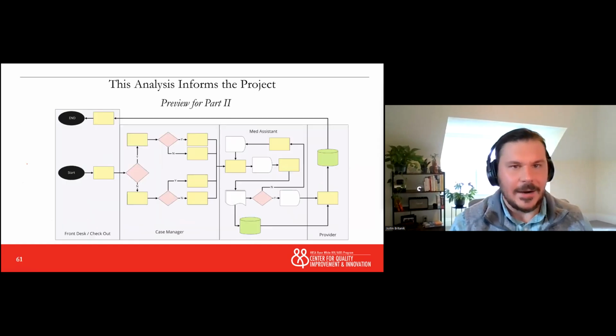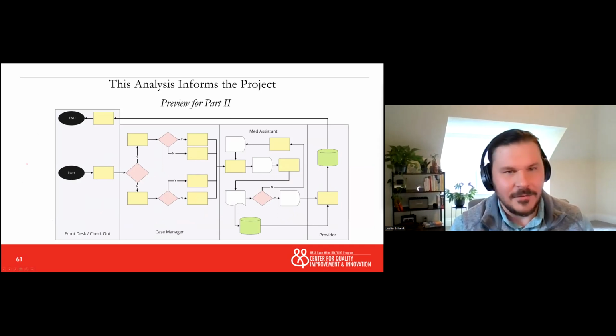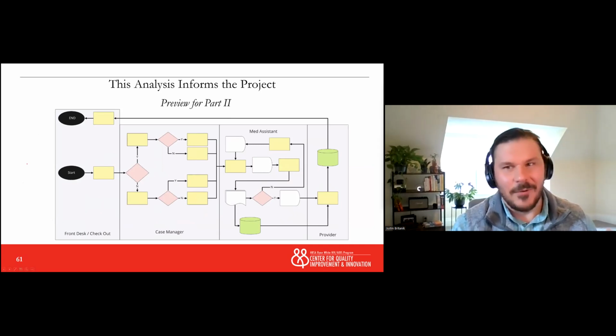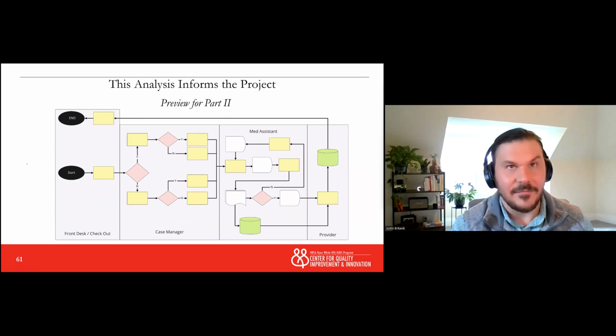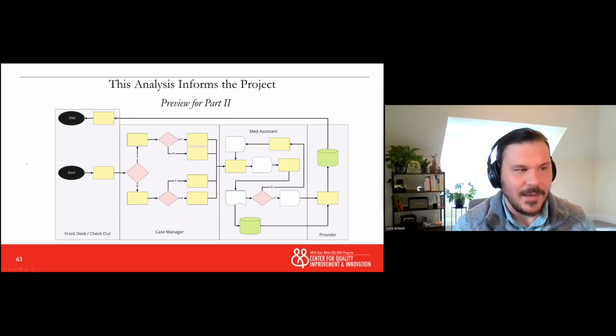So again, this is a preview for part 2. We talked through what the idea of flow is, how to look at it, how to visualize it, how to map it, how to walk that process and have the input that's going to help us make a more detailed flowchart like this.